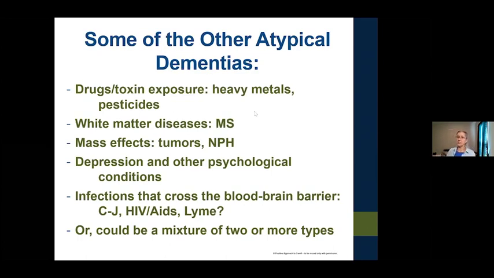We also have conditions that are primarily called white matter diseases, and multiple sclerosis is one of those. Recent studies have shown us somewhere around 40% of people with MS, somewhere between 5 to 8 years into their MS, will start to develop symptoms of dementia. But it's sort of a dementia that's somewhat unique to MS. It has characteristics that really relate to what else is going on with MS.